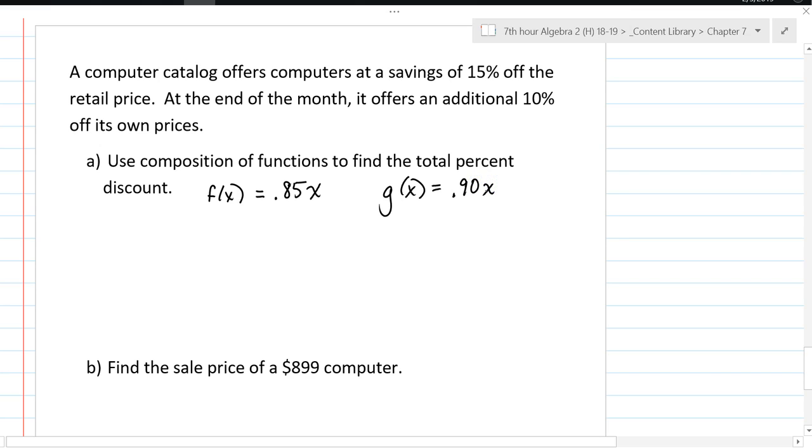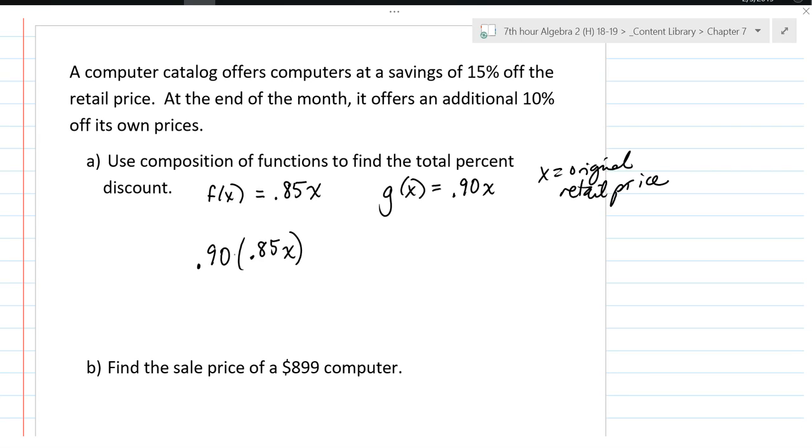So we've got two different functions here. And what happens is we take 85% of the original retail price, where x is the original retail price. So we're taking 85% of that to take 15% off. And then whatever number we get there, we're going to take 90% of that. We're going to take 10% off of that new price, not the original retail price, but of that new price. So that means it's a composition. So what we have here, where our inner function is f and our outer function is g, is g of f of x.